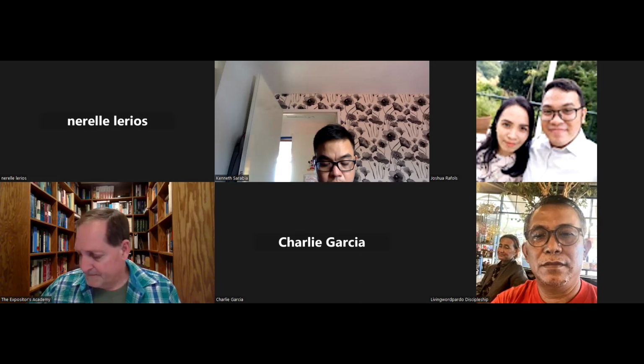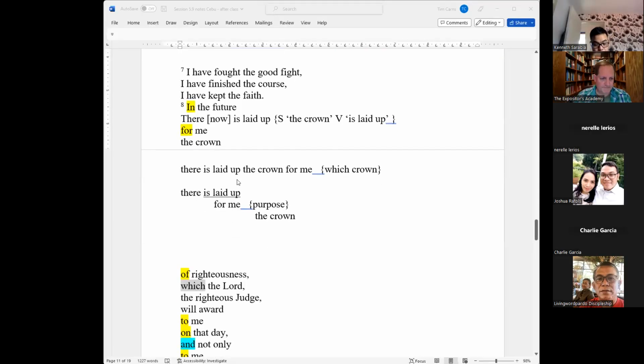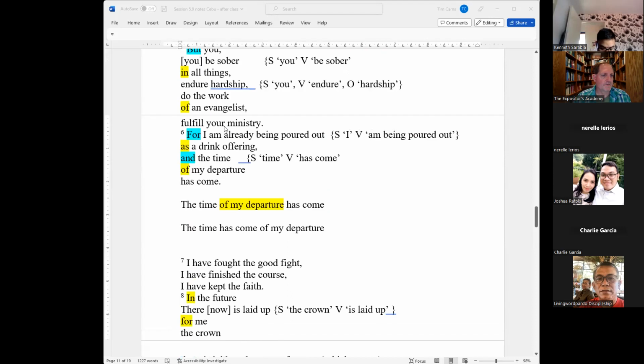All right, so then let's get back to our diagram here, if I can find it. All right, so I made some of those corrections. So let's do this.